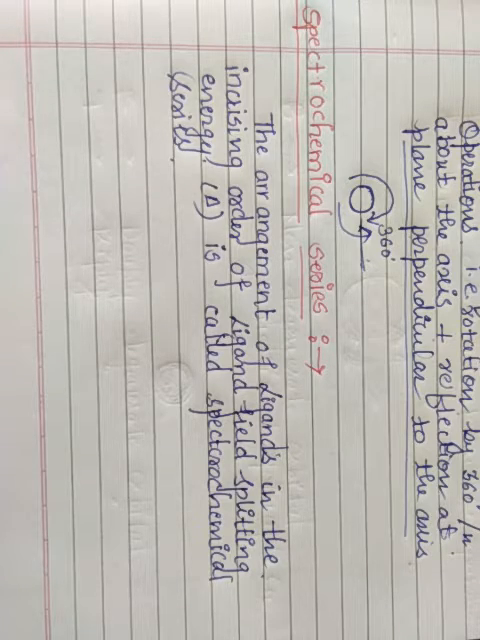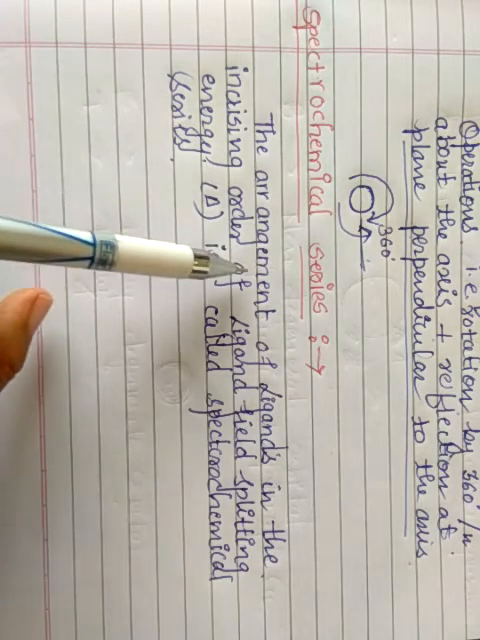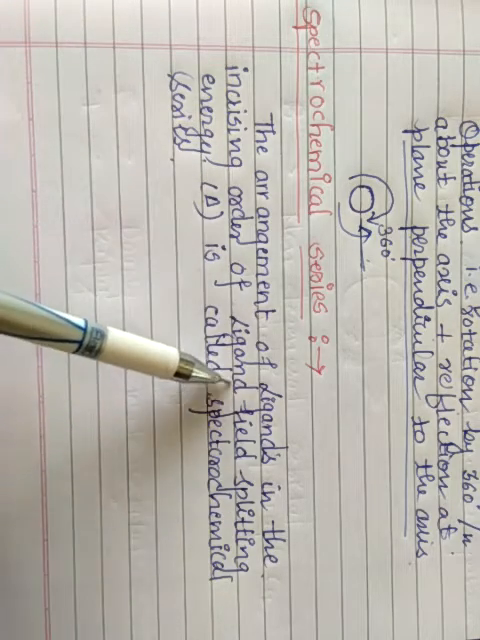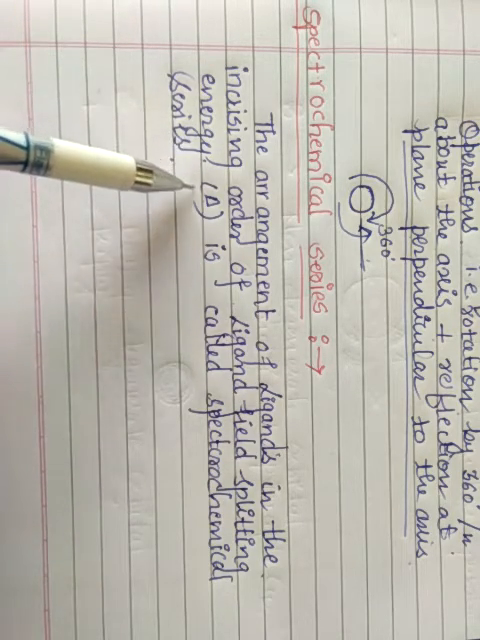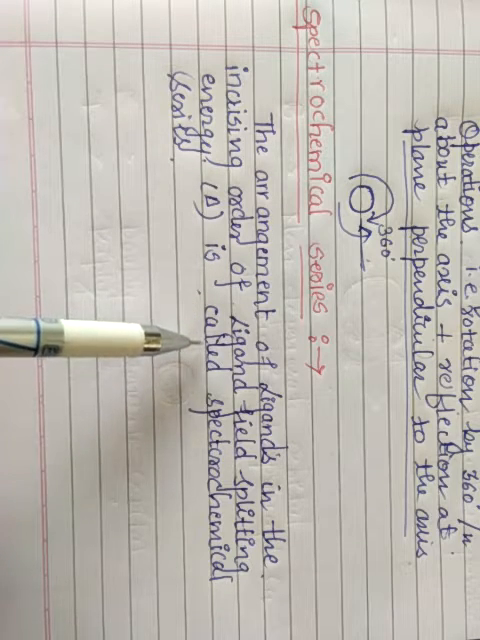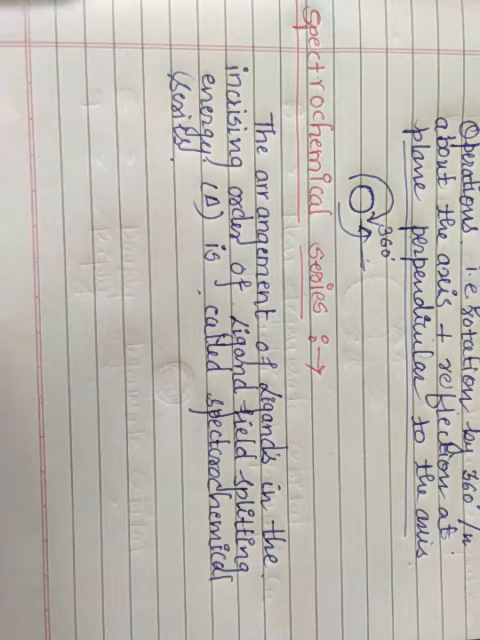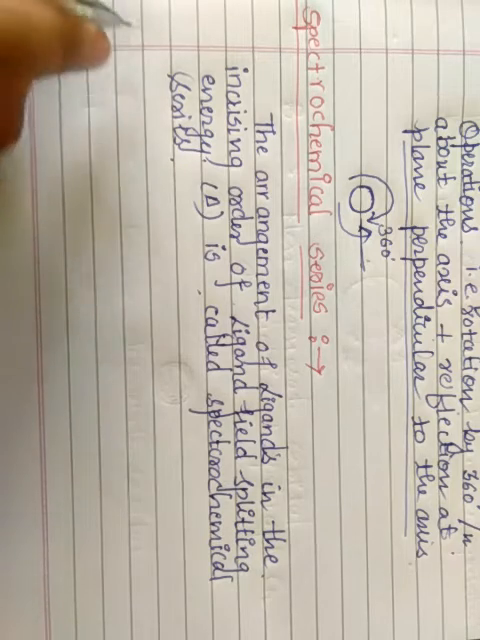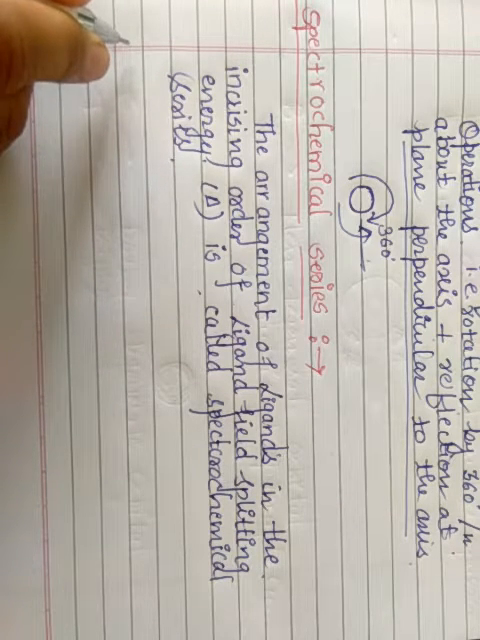So what is the spectrochemical series? The arrangement of ligands in the increasing order of ligand field splitting energy, that is delta, is called the spectrochemical series. There are mainly two types of ligands: weak field ligands and strong field ligands. Spectrochemical series in the order of ligand field splitting energy: I will go on writing so that you can understand.